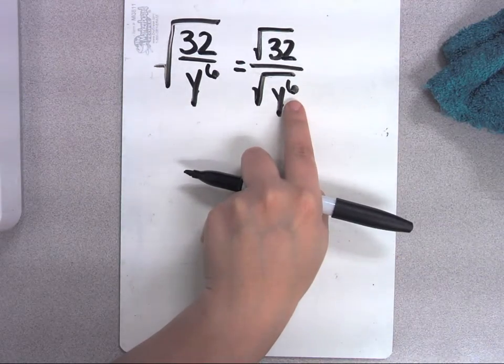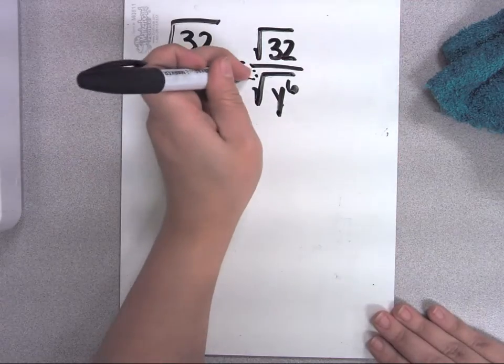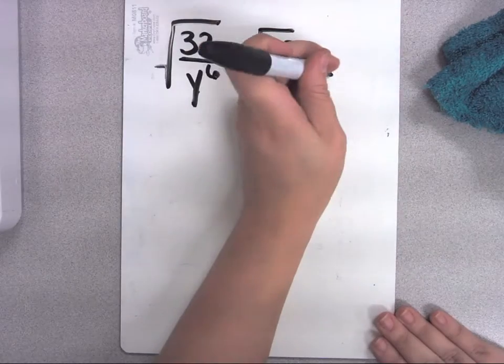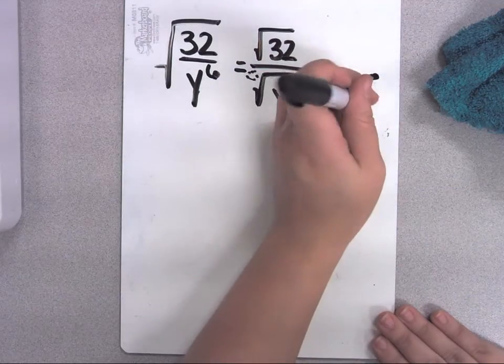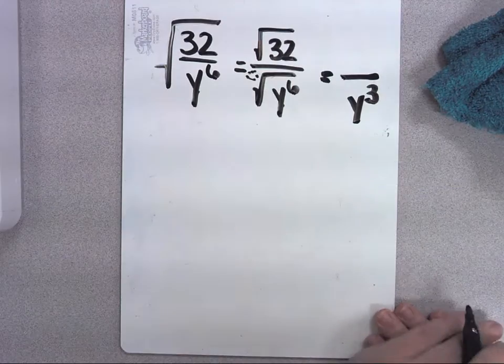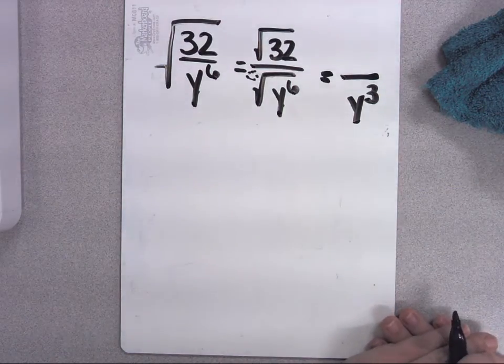Is that number even? So when we solve normal roots, how many y's would be left over on the bottom? 3. So we just have y to the 3rd. So the denominator is already simplified for us. We didn't have to do all that extra square root work.